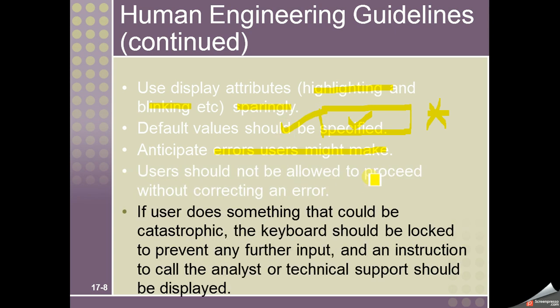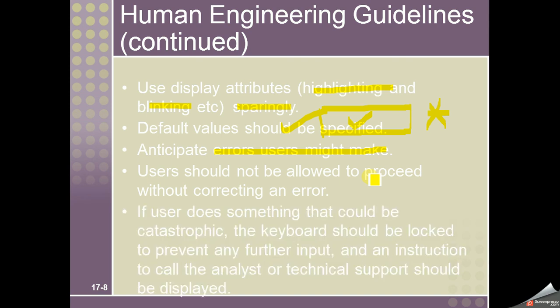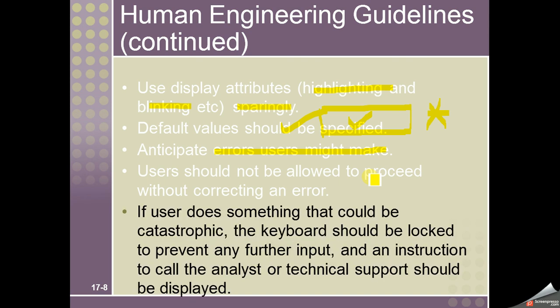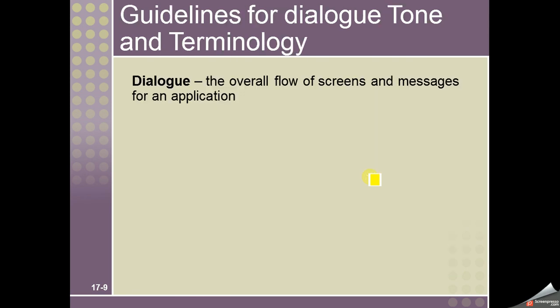If the user is going to do something that can damage the system, the keyboard should be locked and an instruction to call the technical support personnel should be displayed, right? So maybe the user is going to do something like deleting some critical information. Maybe he has the rights, but maybe he is going to do it by mistake, or do something that can damage the entire system. So in certain cases, we can take extreme measures.